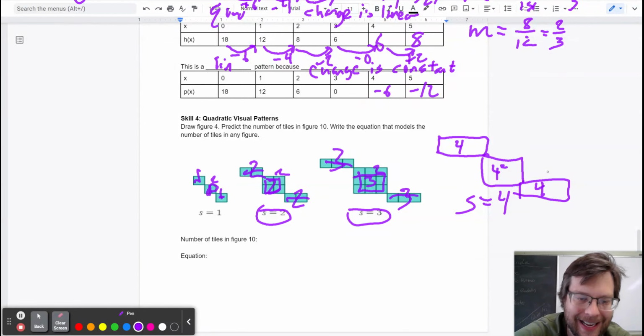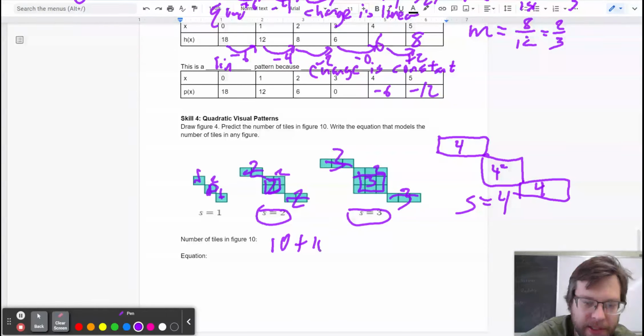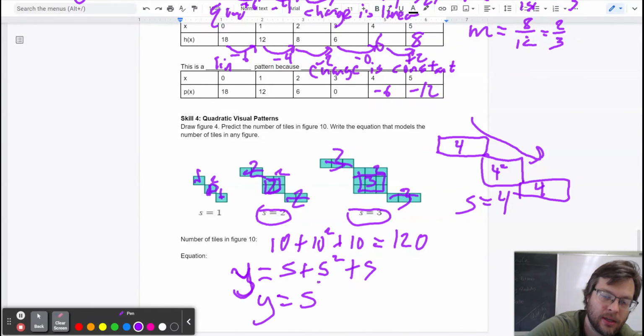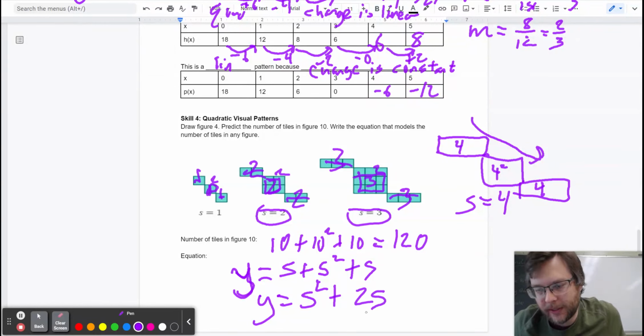So the number of tiles in pattern 10 then is going to be 10 plus 10 squared plus another 10. And that's me going basically from top left down to bottom right in that order. So I guess that's 120. And in general, the number of tiles is S plus S squared plus S, or if you want to simplify, S squared plus 2S. And that's it.